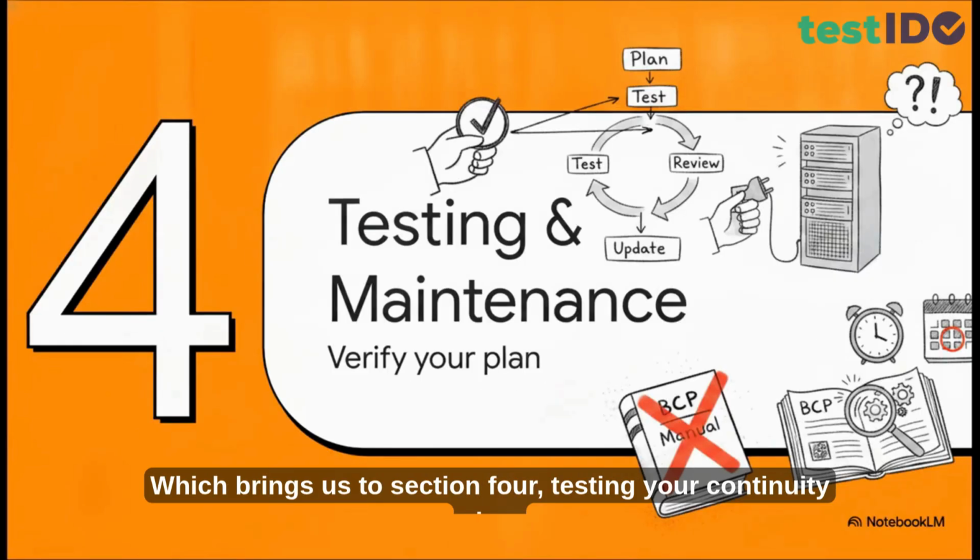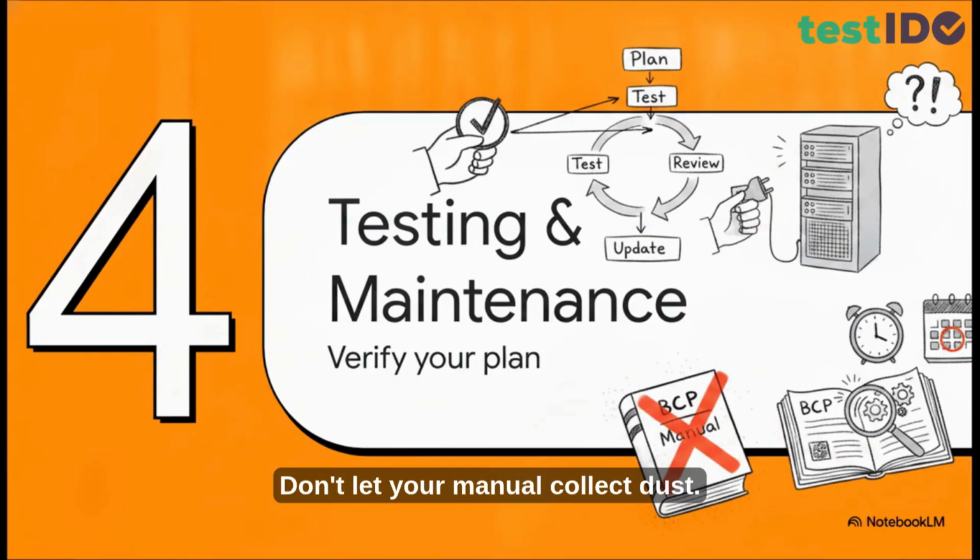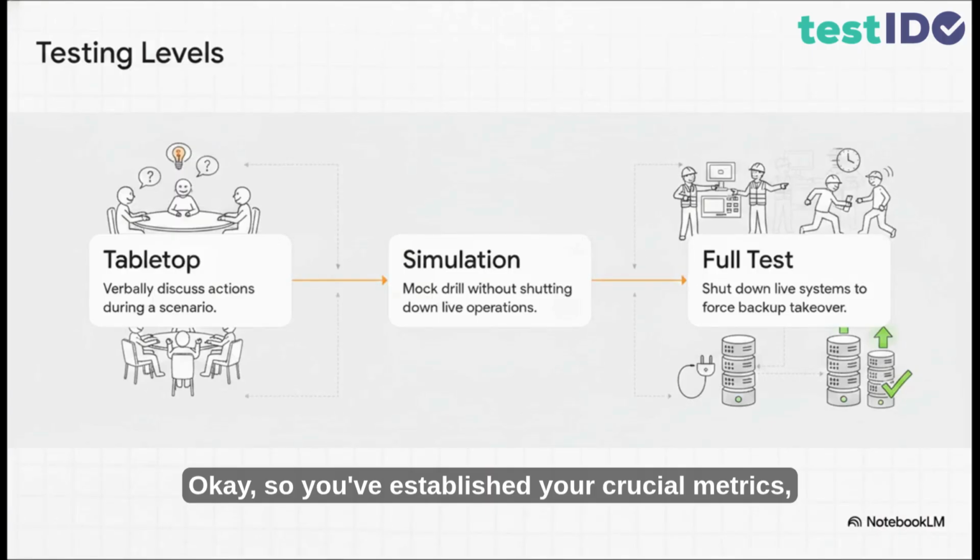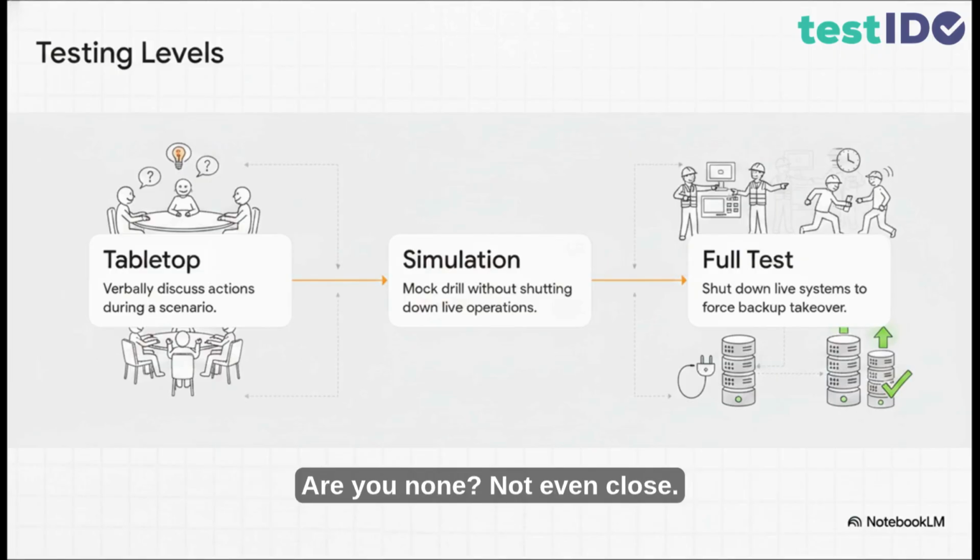Which brings us to Section 4. Testing your continuity plan. Don't let your manual collect dust. Okay, so you've established your crucial metrics and you've selected the perfect alternate site. Are you done? Not even close.